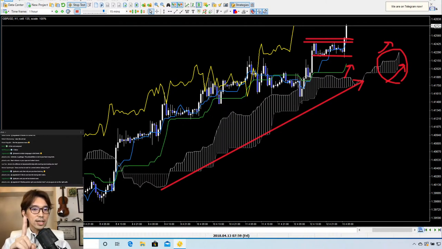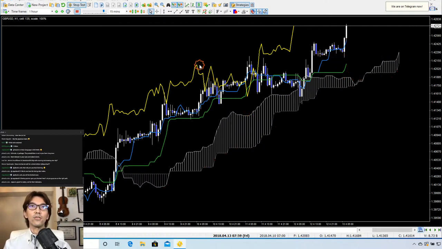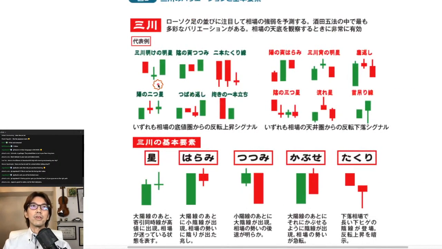Today's lesson, to make a long story short: when you look for these gravestones or morning stars, look for these patterns appearing at the top or the bottom of the market or the range. So if the price was going down this way, in a downtrend, and you happen to see this one, then you can expect the price to break upwards. You wait for the breakout.